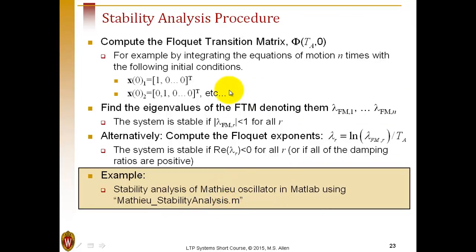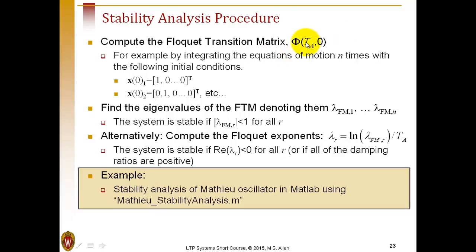Okay, so how do we compute the Floquet transition matrix? Well, once again, the best way to get it, since there are so few analytical solutions available, is to integrate the equations of motion in time with different initial conditions. Because the system is periodic, we only need to do that over one period, which often is quite short relative to the time span of the responses that we might be interested in. But from the state transition matrix at that one period, we can evaluate the response over any time period.